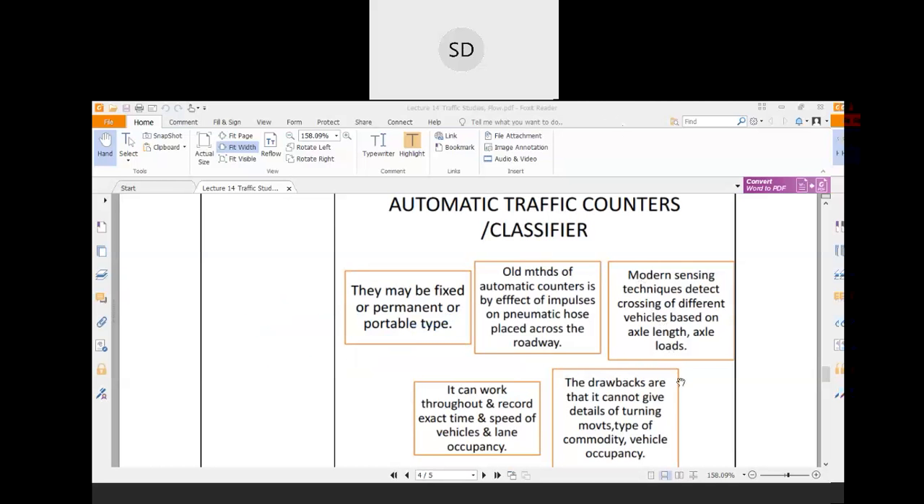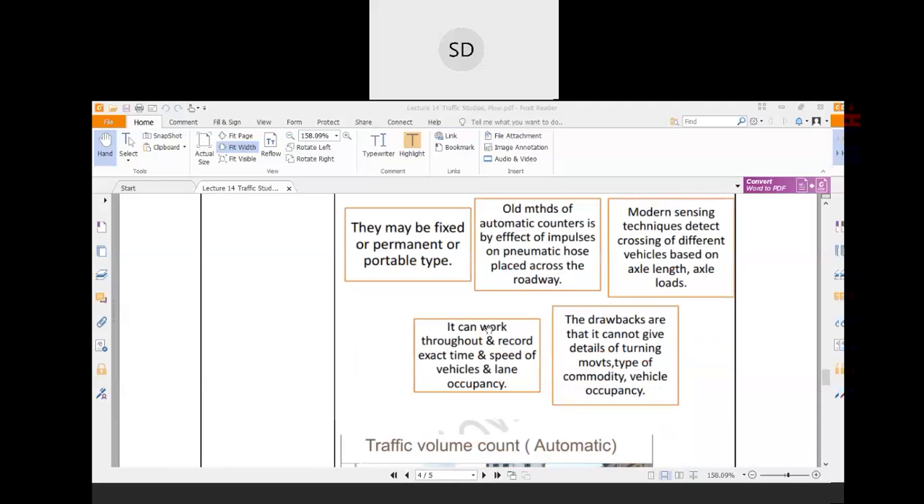Then modern sensing techniques, like infrared or automatic video counters, can work throughout and record the exact time and speed of the vehicles and lane occupancy. So from the automatic counters we will get maximum data. From manual counting we only get the traffic volume data, but from automatic counters we will get traffic volume and traffic speed data.